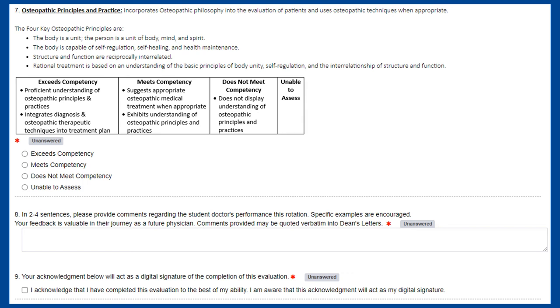After evaluating these 7 categories, Question 8 gives you an opportunity to provide comments regarding the student doctor's performance during this rotation. We encourage you to include specific examples as, like the midterm evaluation, your feedback is valuable and could be incorporated into the student's dean's letter. After you provide your comments, your acknowledgement of the evaluation acts as a digital signature, and you're ready to submit.